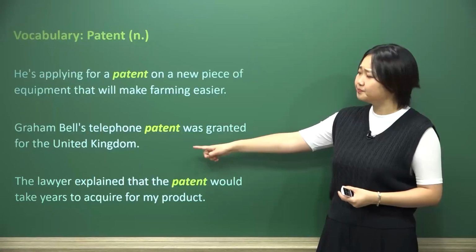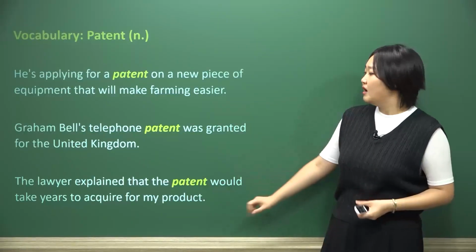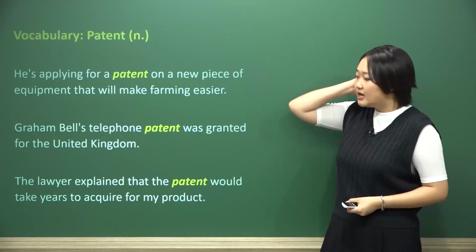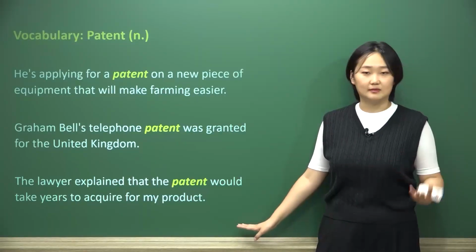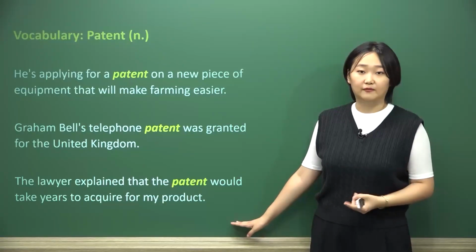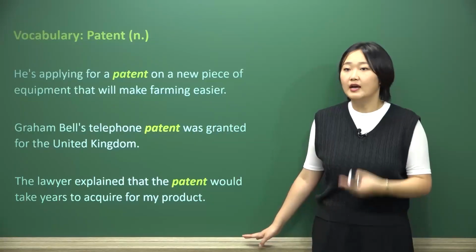Saying here, we're putting a right to something, saying that you have the right to own it. And lastly, the lawyer explained that the patent would take years to acquire for my product. And so here, once more, my product being something that doesn't exist on the market yet, it hasn't been created, it's very original. And so if I want to make it rightfully my product, that way nobody else can just simply steal it from me, that way it's licensed.